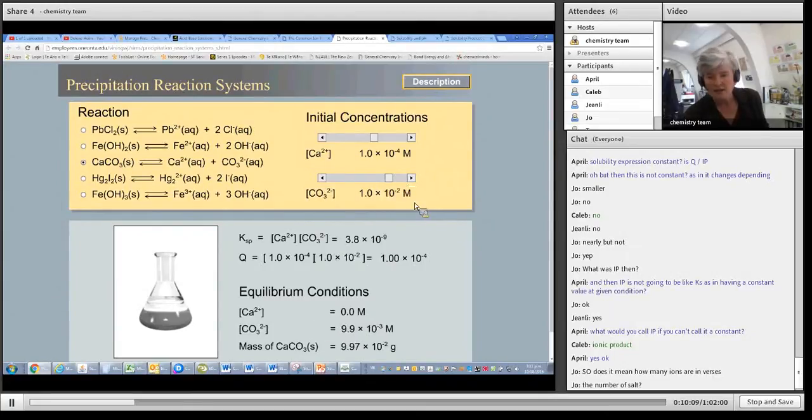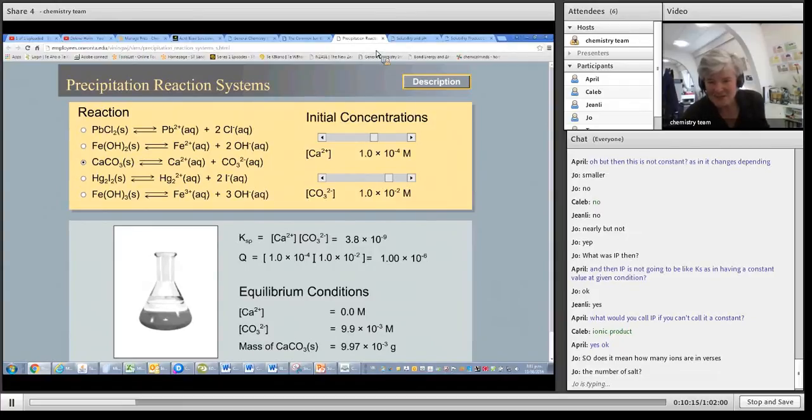And so does it mean how many ions are in versus the number of salt? Sorry, Joe, I'm not quite sure what you mean there.